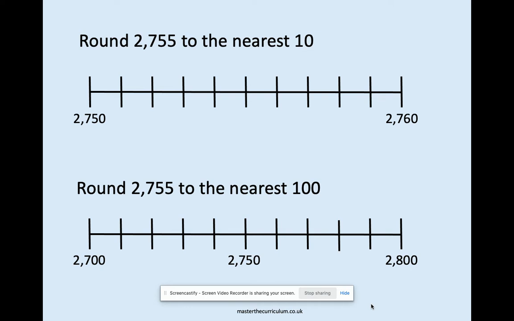When we want to round 2,755 to the nearest 10, we have to remember our rules. We are rounding to 10, so therefore we have to look at our ones. And the rule is 5, 6, 7, 8 or 9, we round to the next 10. Once again, we've drawn a number line here to help us. Because we're counting in 10, we're going to start off here: 2,750, 51, 52, 53, 54, and so forth until we get to 2,760. So right here will be 2,755.